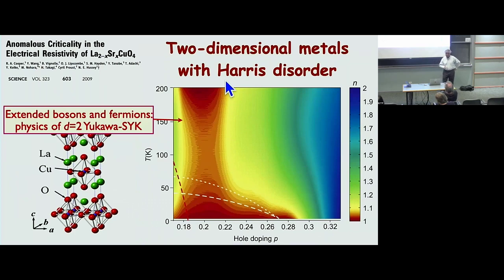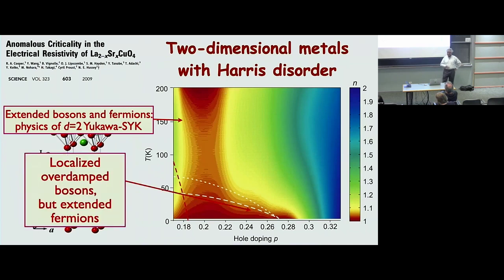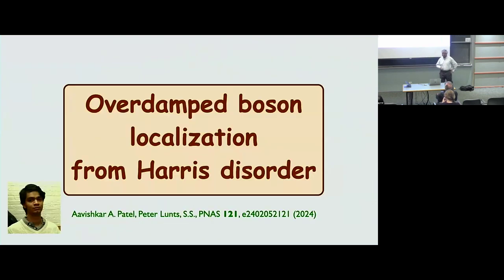across many different systems. However, there's also the foot, this foot down here, and I'm going to argue that this is due to localization, but not localization of the fermions. The fermions remain extended. Localization of fermions, or Anderson localization, is a rather weak effect in 2 dimensions. I'm assuming here the disorder is relatively weak, so we're going to ignore that effect, but the localization of bosons is much more important, and that's what's responsible for this foot. At least that's the claim. Okay, so let's jump right into the low temperature regime first and argue why it is that the bosons localize due to Harris disorder. Okay, so this is recent work with Avishkar and Peter.